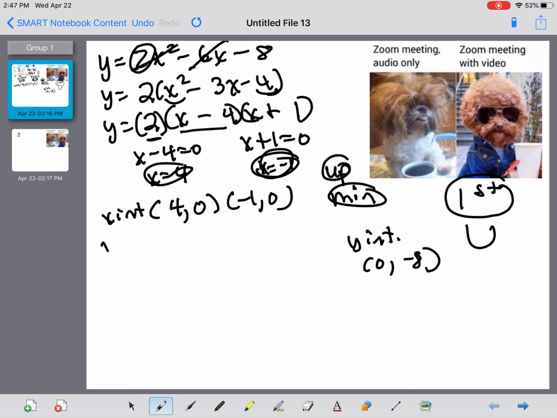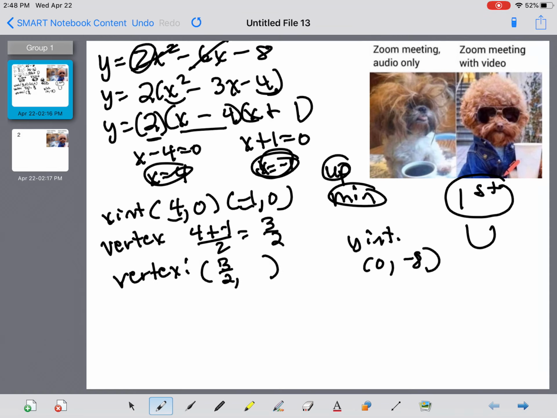All right, so to get the vertex, you add your x-intercepts and divide by 2. That's right in the middle of those, which is 3/2. So I know that my vertex is 3/2, comma, and then you fill it back into the equation.